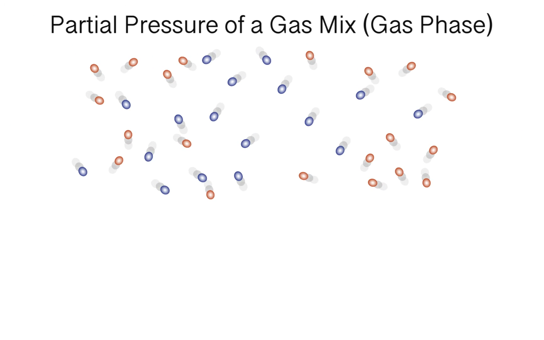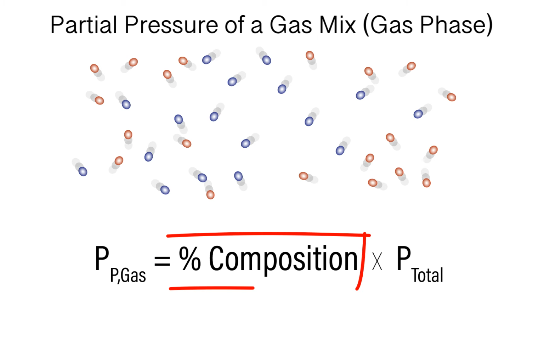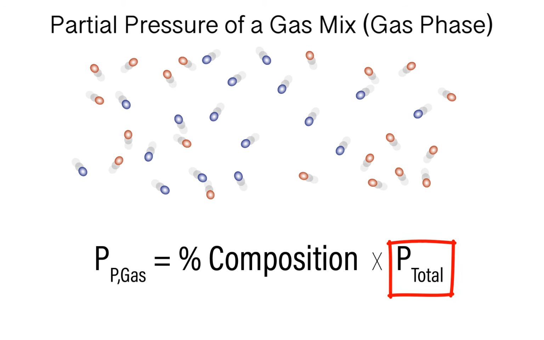This is a straightforward application of the partial pressure. The partial pressure of a gas within a gas mix is the product of the percent composition of that particular gas within the mix and the total pressure of the gas mix.